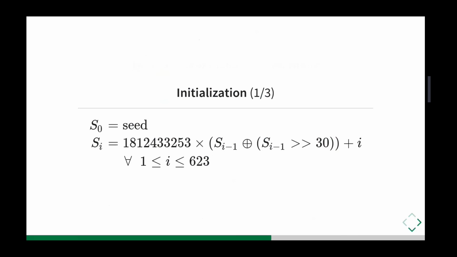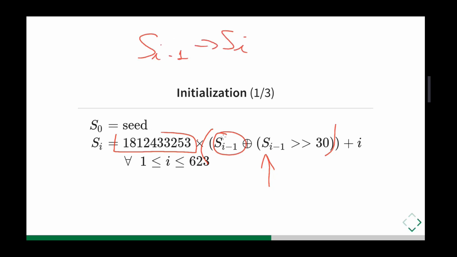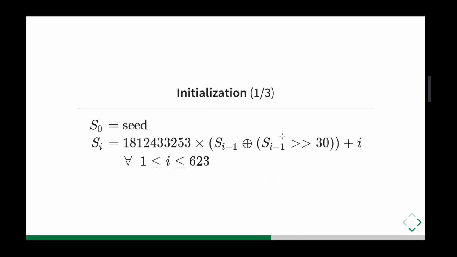We set S0 to the seed, and then S_i is computed with this formula. We have this constant times this value plus i, where i is the index. This other value is the previous state value. As I said, the previous state value is used to compute the new one, XORed with the previous state value shifted to the right by 30 bits. So this is the formula.